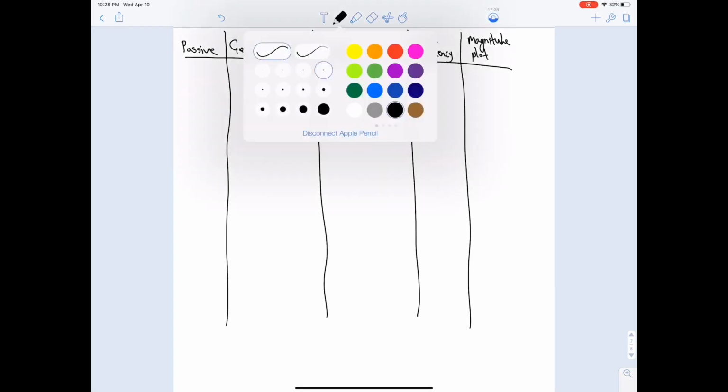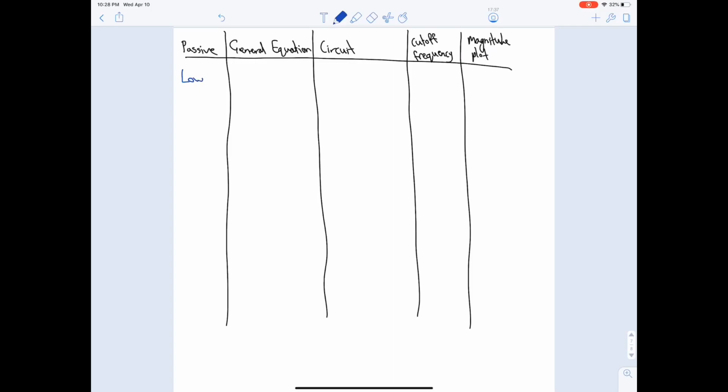Let's start with the low pass filter. What is the general equation of a low pass filter? The general equation is H(s) equals ωc divided by s plus ωc. There are two forms for a low pass filter, two circuits for a low pass filter. The first one is a voltage source in series with an inductor and a resistance.